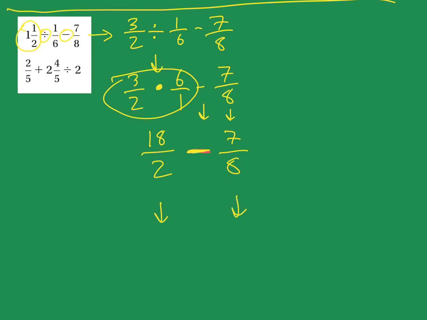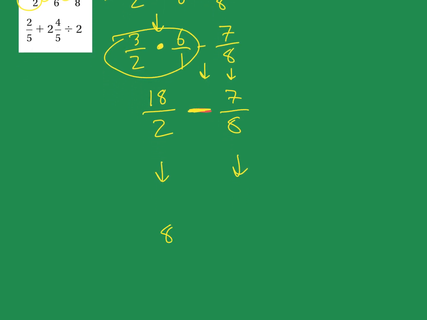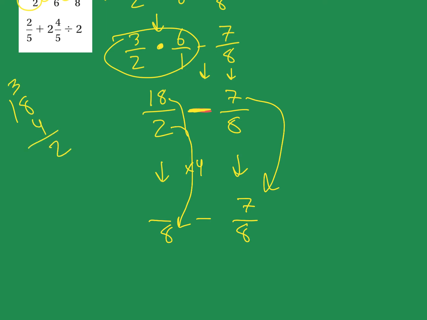So from here, I need to create 2 fractions with a common denominator, so I'm going to choose 8. My 7 is going to stay put. Subtraction is going to stay. And now I got from 2 to 8 by multiplying by 4. So now I'm going to multiply my numerator by 4. So I get 72 as my new numerator. So now I have subtraction, and I'm just going to go left to right on the numerator. 72 minus 7 will give me 65.